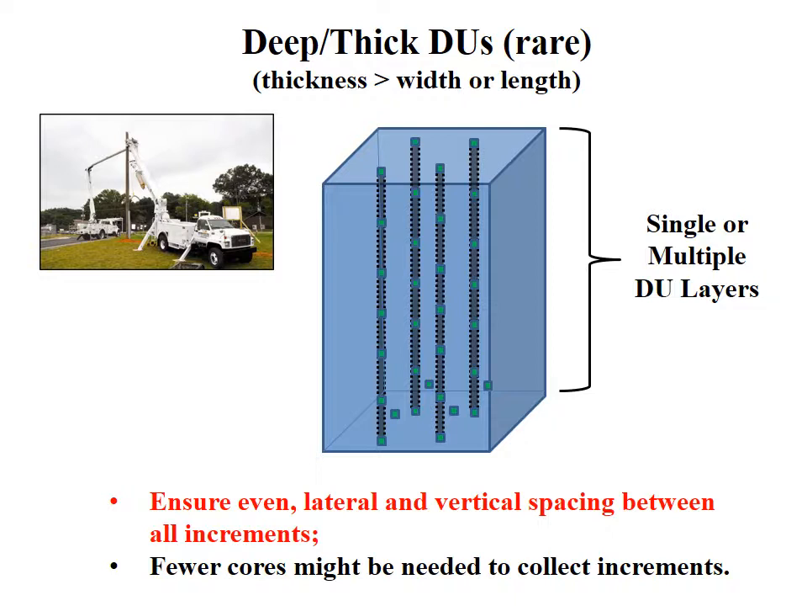So you collect multiple increments in each one of the borings until you get ideally a total of 30 increments from your cores. Again, it's important to ensure even lateral and vertical spacing between your increments. That gives you much better reproducibility.